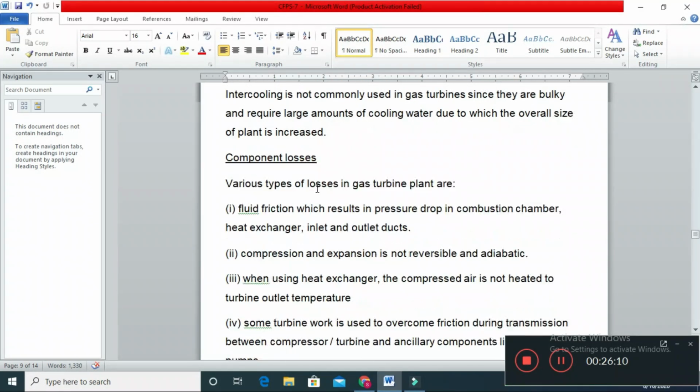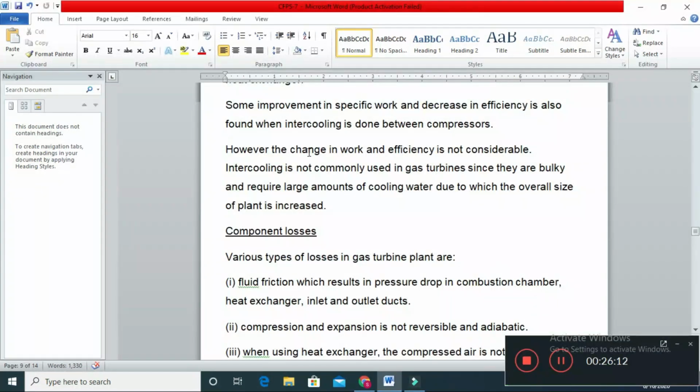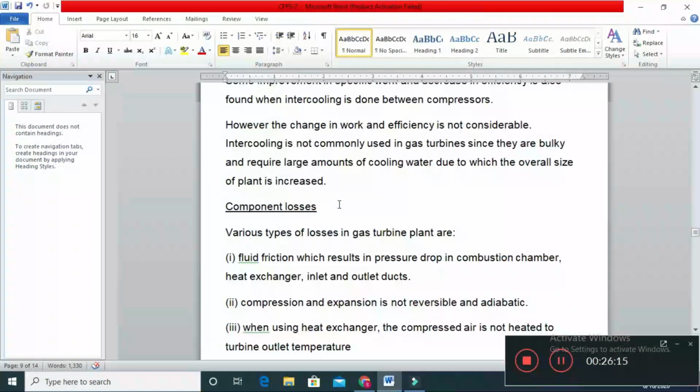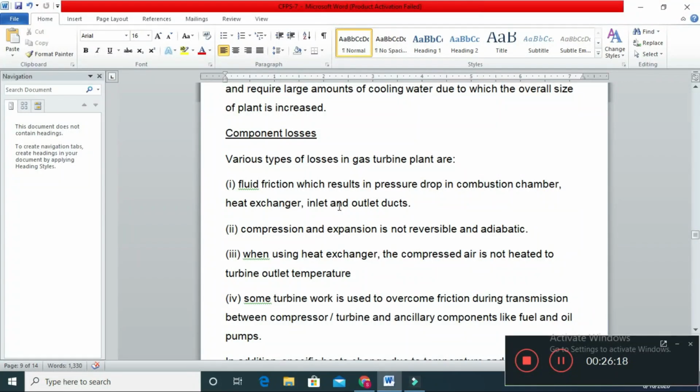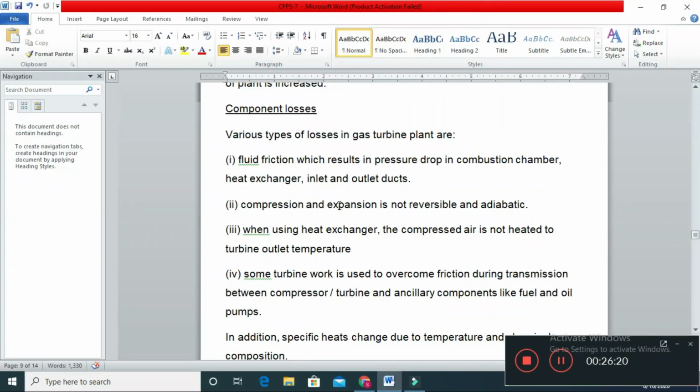Then we discuss the component losses. The previous discussion was for the ideal cases. In the real cases there are various types of losses, various types of irreversibilities. One is fluid friction, which reduces pressure, which results in pressure drop in the heat exchanger, in the ducts, in the combustion chamber. Similarly, there is some heat transfer in the compressor section as well as the turbine section. So the process is not adiabatic, it is not reversible.